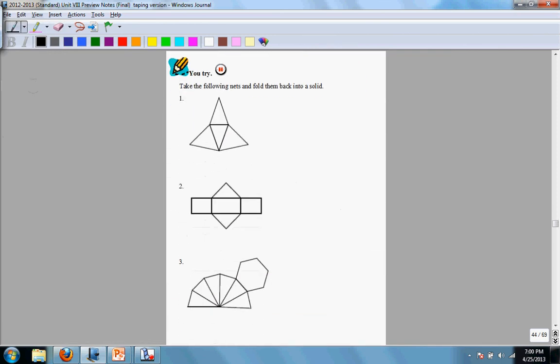Now what I'd like you to do in the next 2 minutes, you are given 3 nets. I'd like you to fold those nets back in your imagination back into a solid shape. And I'd like you to draw that solid shape in 3 dimensions. I'm going to give you 2 minutes to do that.